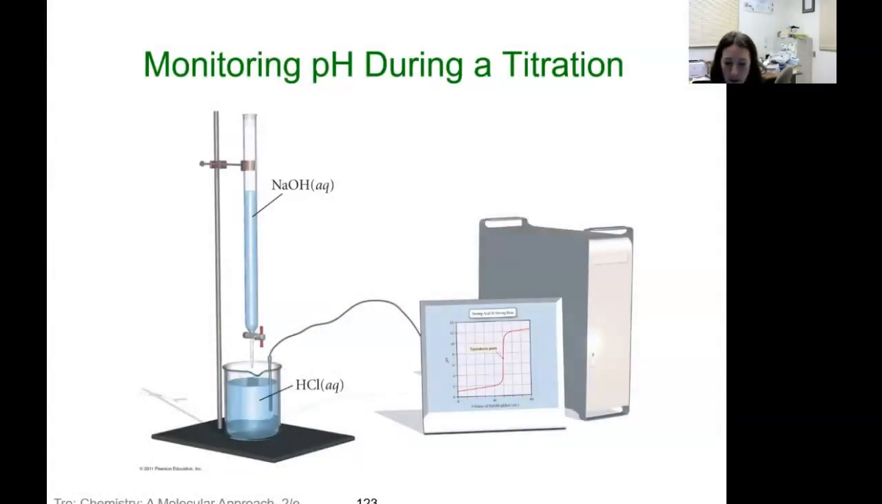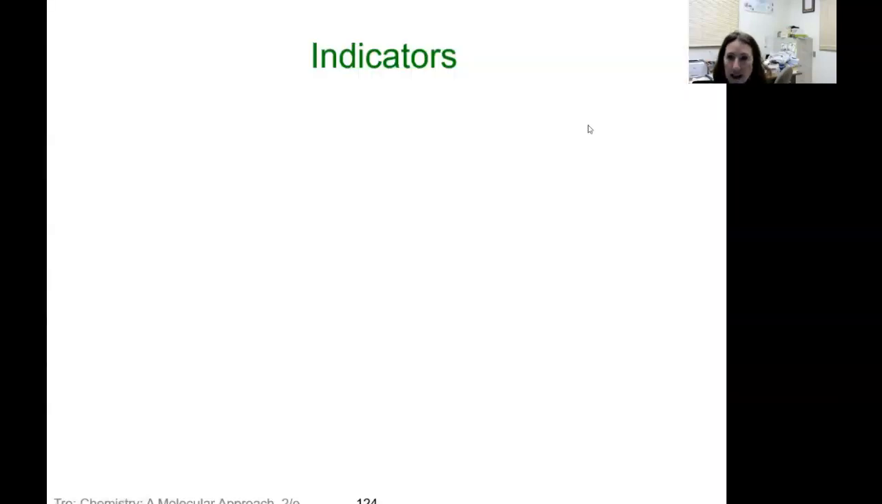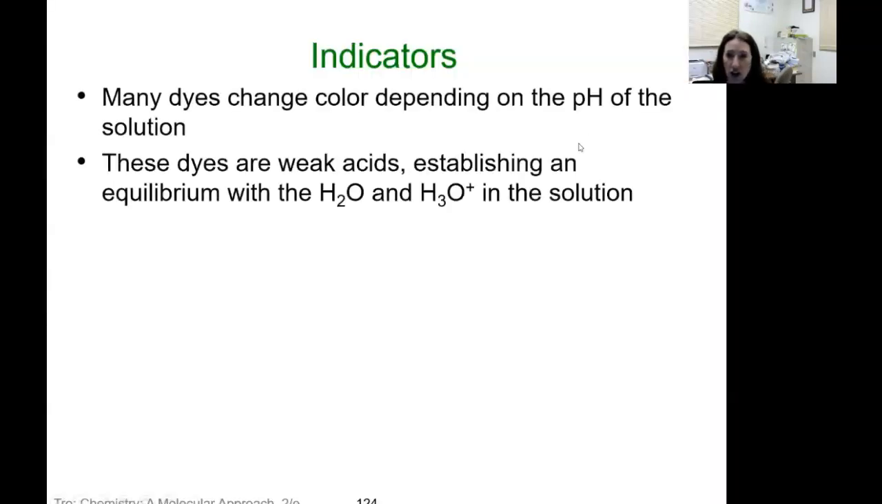And so how do we monitor pH? We can either use a probe or we can use an indicator. So we're going to look at these indicators. A lot of dyes change colors depending on the pH, and they're usually weak acids with their conjugate bases.